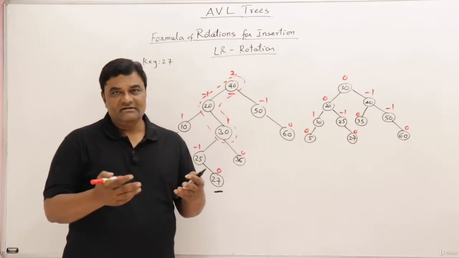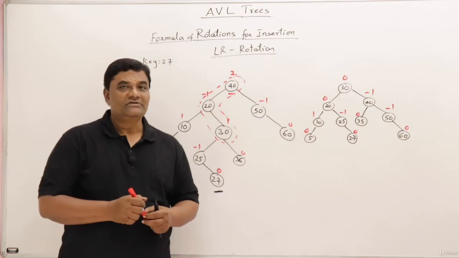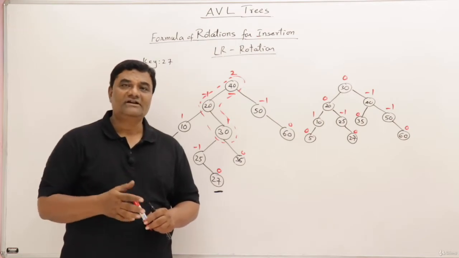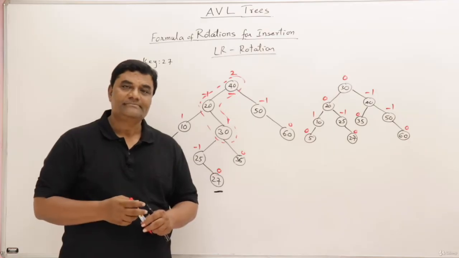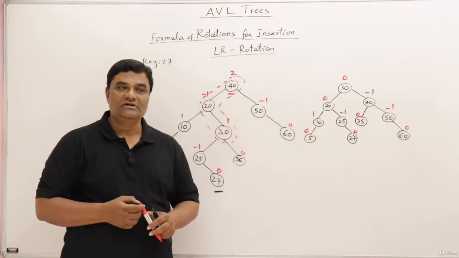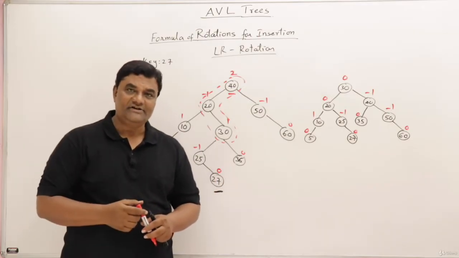So I have shown you formulas for LL and LR. RR and RL, I hope you have understood. So I don't have to show them. Alright. So that is a student exercise. So you prepare the formulas for them. You work out and prepare the formulas. So next we will take a few keys and we will see how an AVL tree is generated. So that I'll explain to you in the next video.